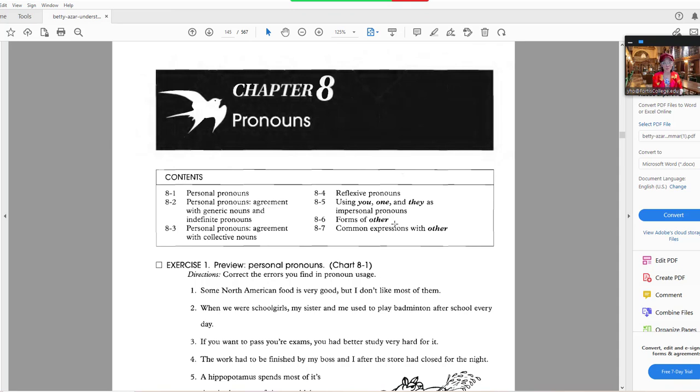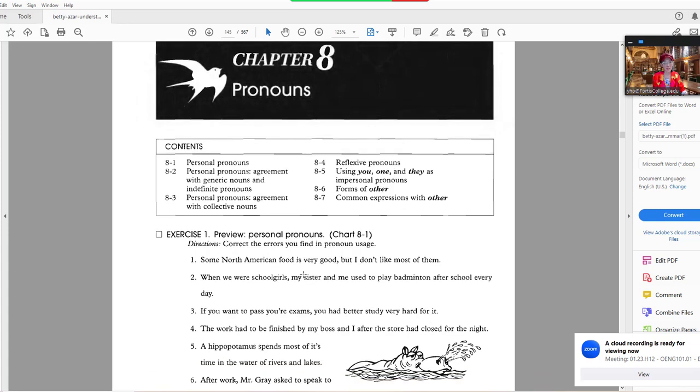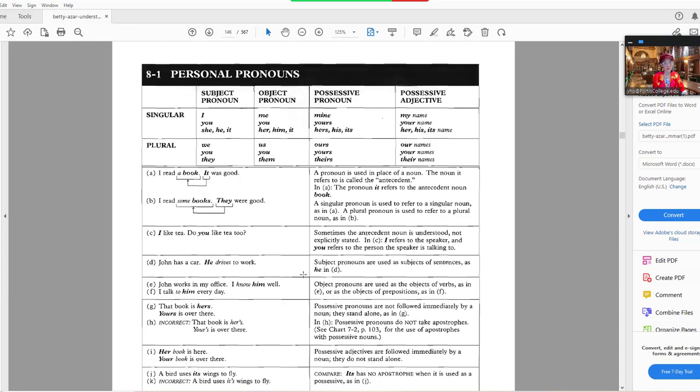So what is a pronoun? A pronoun replaces a noun. We're going to go over personal pronouns. We're going to go over reflexive pronouns. And so let's start with pronouns.